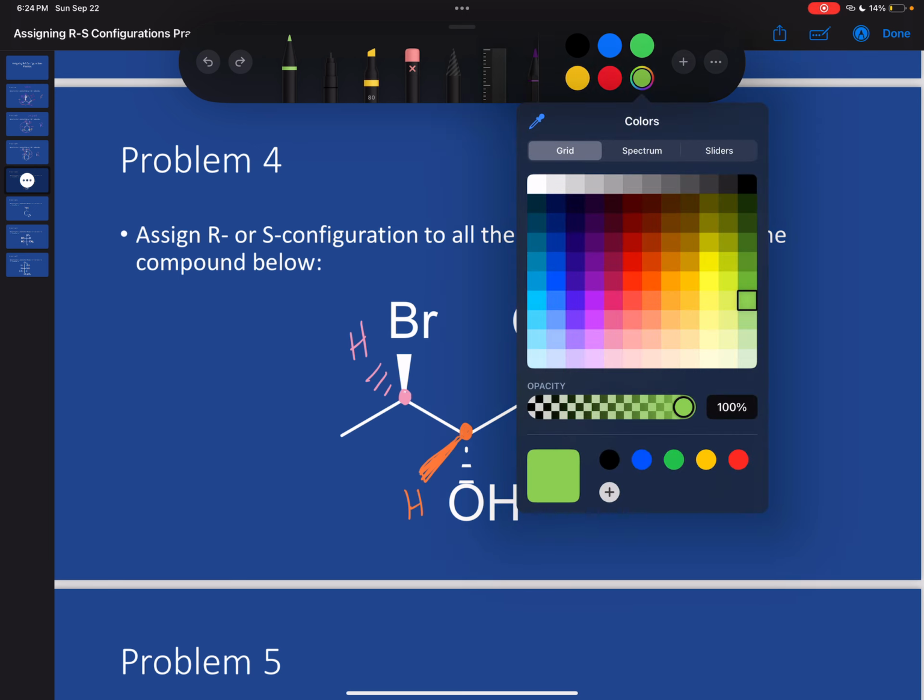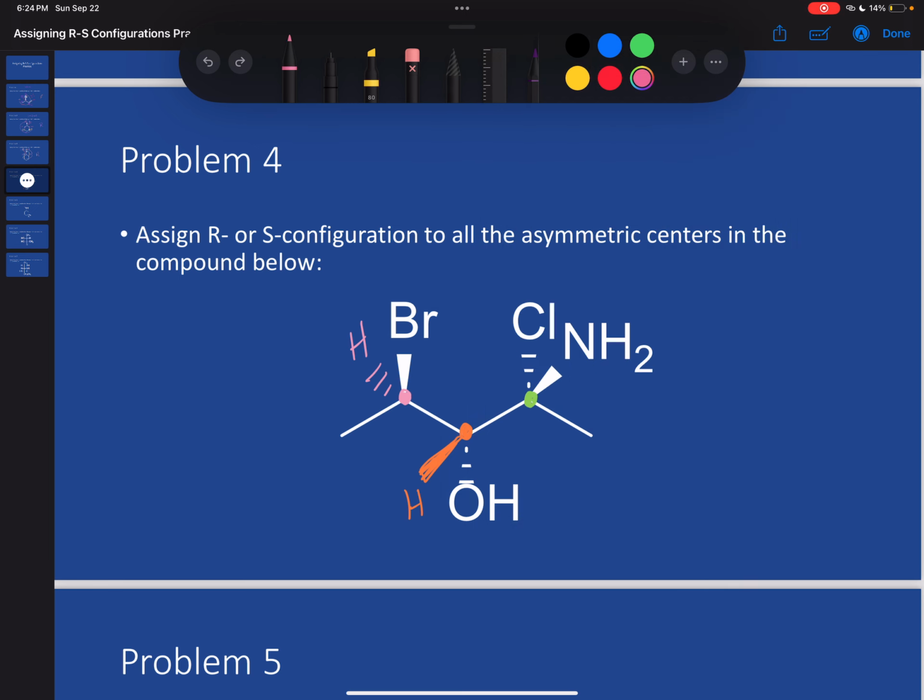So let's start with the one on the far left. Bromine is going to be my 1, hydrogen will be my 4, and then this had the most hydrogens compared to this other carbon, so that will be the assignment of my groups for the first asymmetric center. I will then check for my lowest to be in the back. It is. So I will go 1, 2, 3. Therefore, this one will be R. Such a surprise with how I draw my compounds. All right, so we have the first one done.